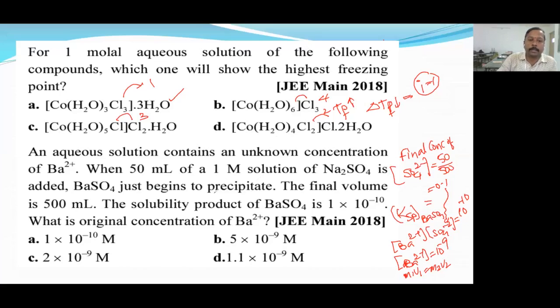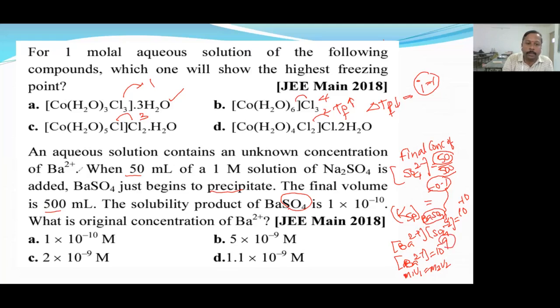Okay, here it is given as just begins to precipitate. So by using the SO4 concentration, 50 ml of 1 molarity of unknown solution is added to BaSO4. Final volume is 500 ml. So the final concentration will be 50 into 0.1 moles divided by the final volume, 500. So that means the sulfate ion concentration is 0.1. So when you put the sulfate ion concentration in BaSO4, you will get the barium concentration 0.9.